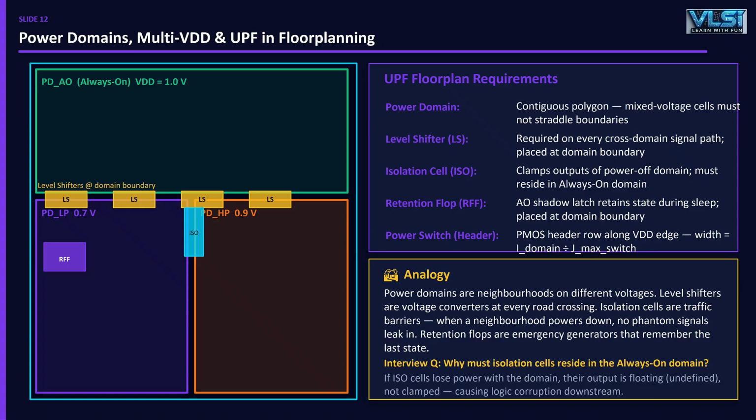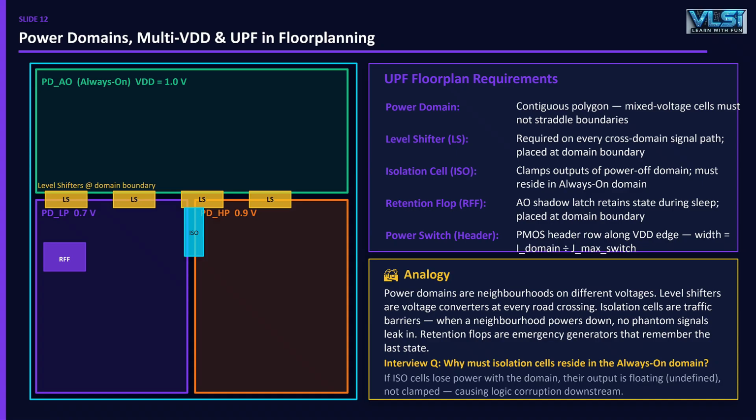Then we have isolation cells. Imagine turning off power to one room. You don't want random floating signals coming out of that room and disturbing others. Isolation cells block those signals. And then retention flops. These are like backup memory. Even when a domain is powered off, they remember critical data.